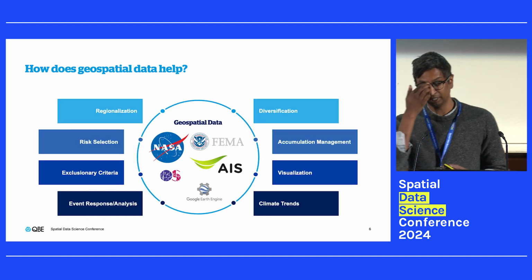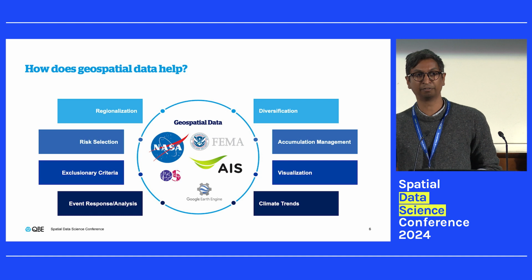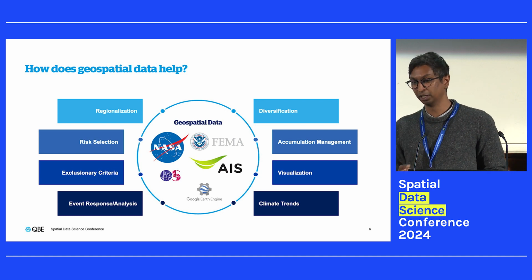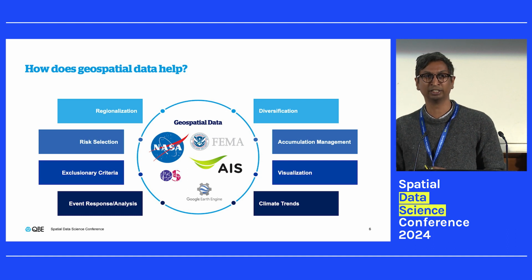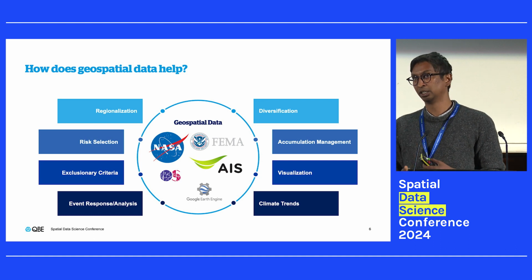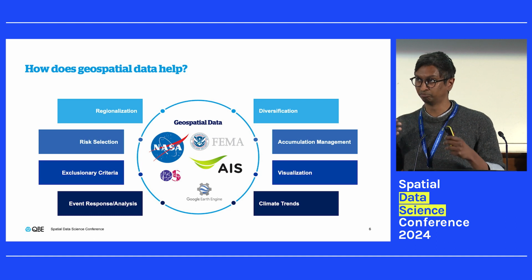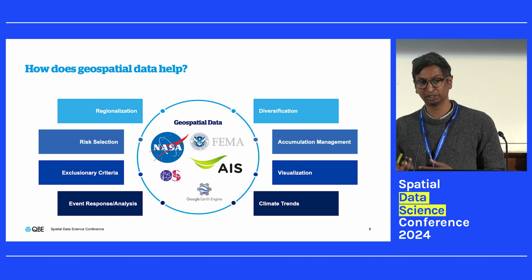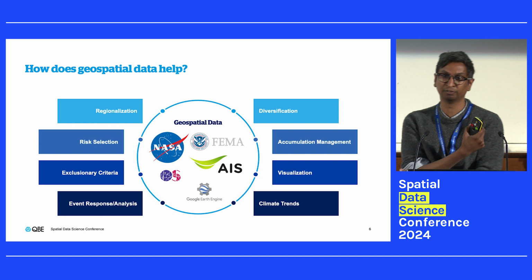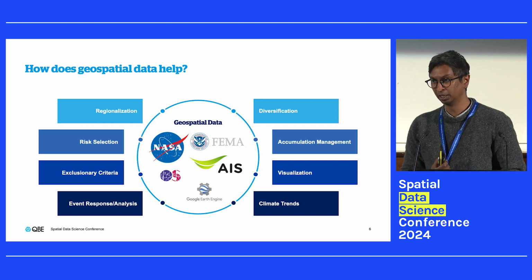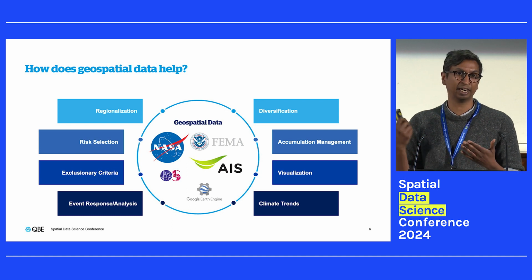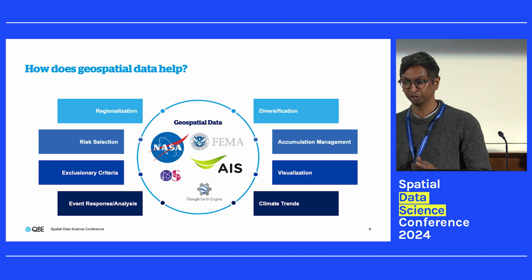So how does geospatial data help with the pricing process? There's a few different components that we would use. Regionalization, identifying areas where we might want to expand with similar characteristics in terms of hazard, in terms of market rates and things like that. Risk selection, can we identify any characteristics of a particular asset that makes it more suitable for underwriting? Exclusionary criteria, can we identify areas that we just don't want to write insurance?